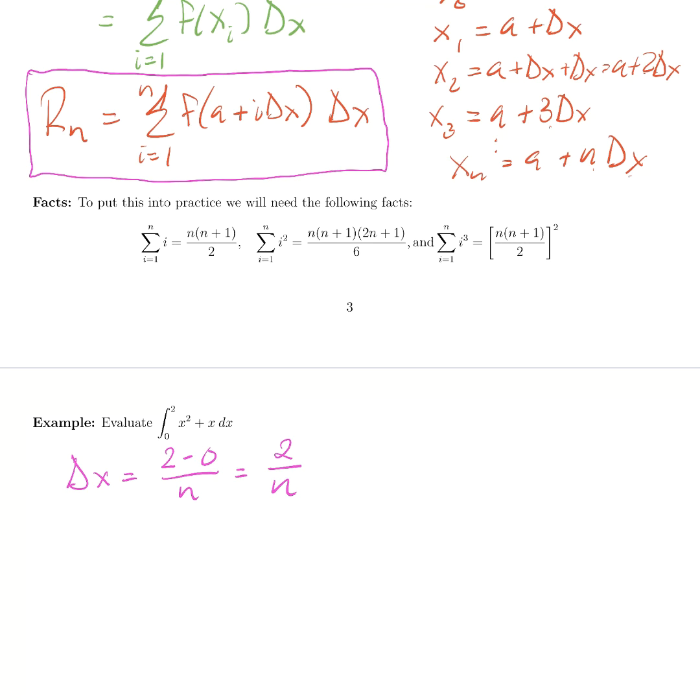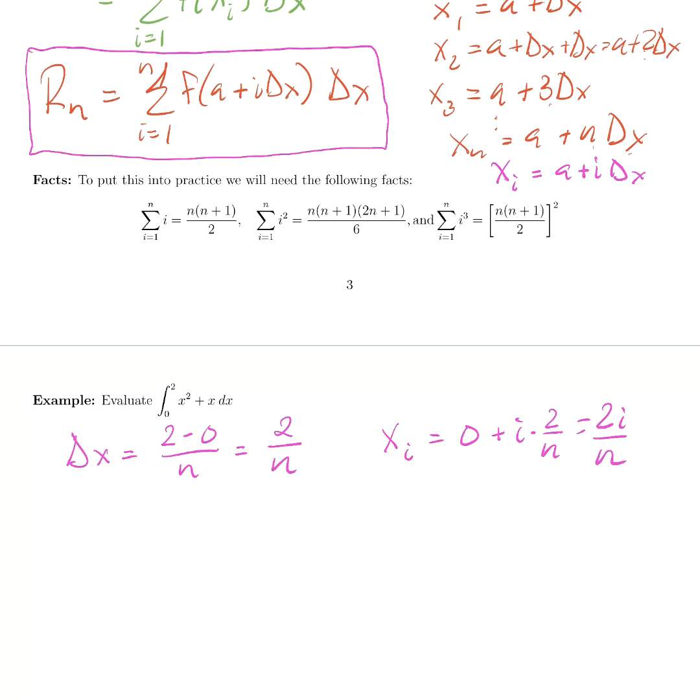Let's see, let's come back up here. Anywhere in here, x sub i we decided was a plus i times delta x. X sub 2, we had moved over 2 delta x's. X sub 3, we had moved over 3 delta x's. So x sub i is a, which is 0, plus i times delta x, which is 2 over n, which is just 2i over n. I really hope my Apple Pencil makes it to the end of this.